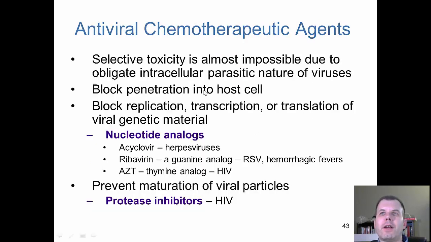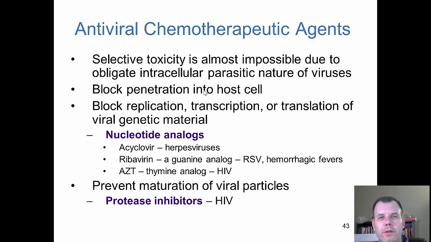All right, some other antiviral ones. Again, the selective toxicity, because it's intracellular, is very difficult. You have to get into the host cells that are infected, and you have to kill those cells that are infected with the virus in order to get rid of the virus. So this can be a huge problem as well. You have to target the host cells, and that can be a big issue.